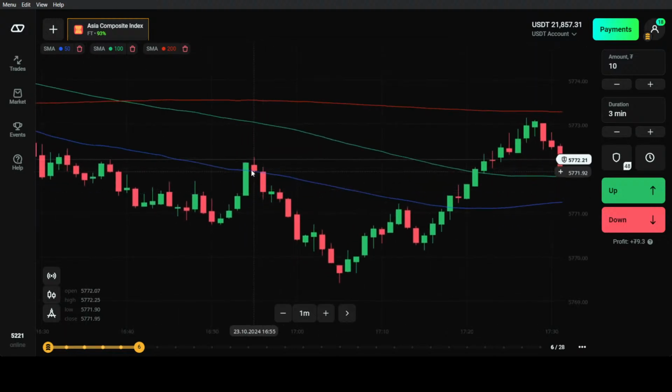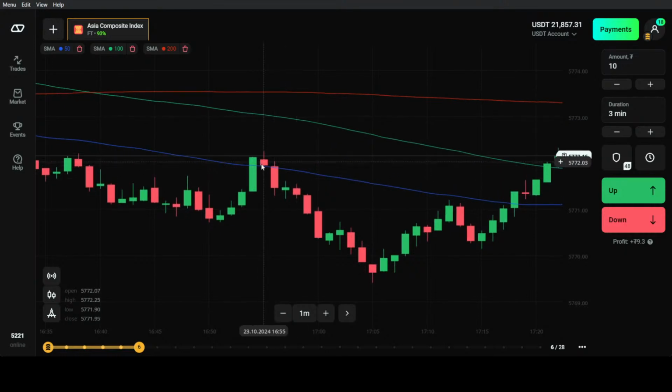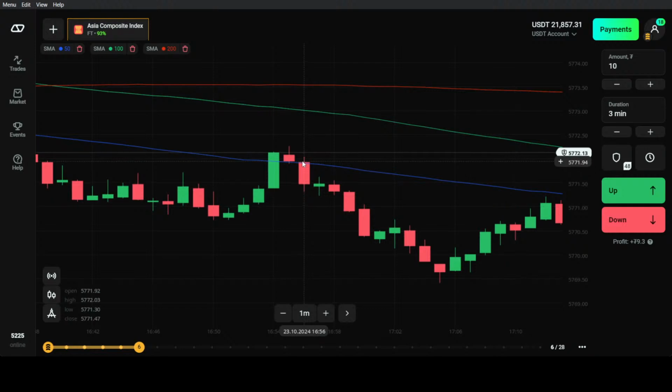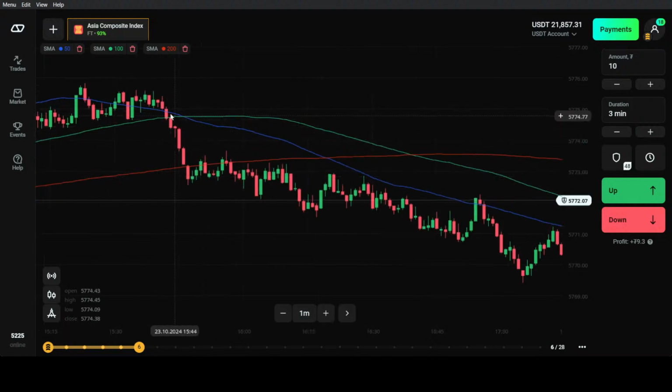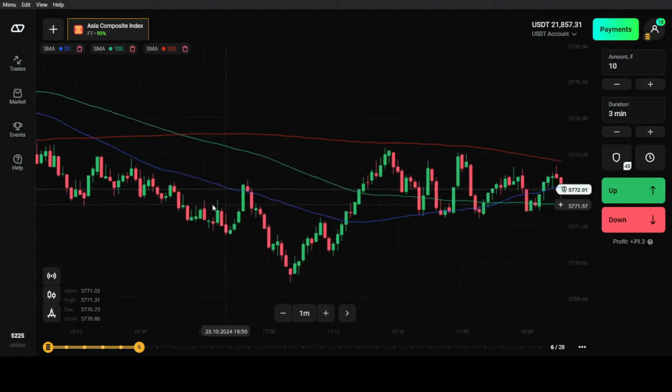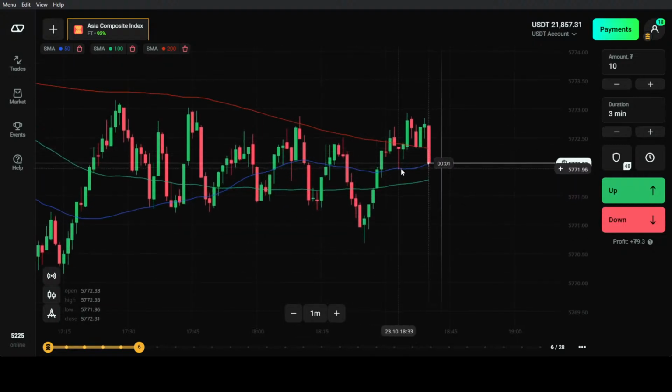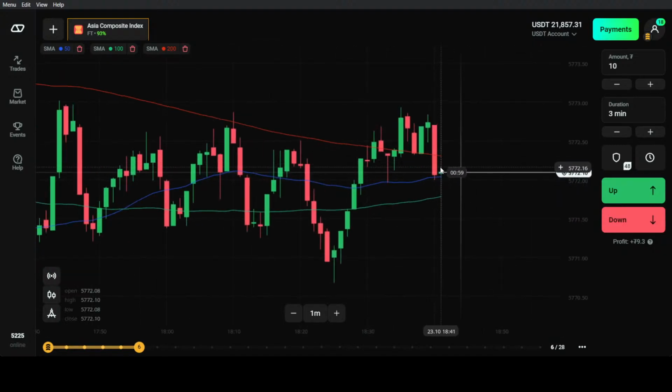For example, over here you see there's a minor intersection that has happened. Again, here we see a clear intersection and then it gave a down signal. So whenever you see such intersections happening, for example, this point, that is the time you make the trade. Here you see it is showing a down signal.